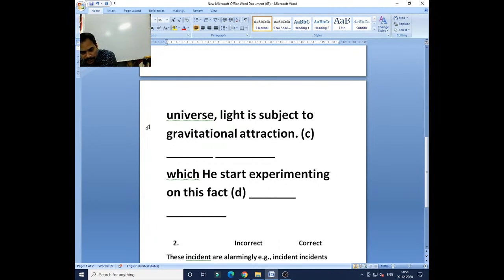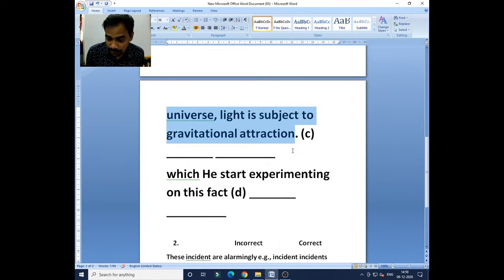Column number C, from here to here, a very big sentence you can notice here. You can see here a long sentence. So there is one mistake. Let us identify the mistake. Light is subject to gravitational attraction. Light is subject to. Okay, I am giving you a hint. The first line you only check, from universe to the preposition to.